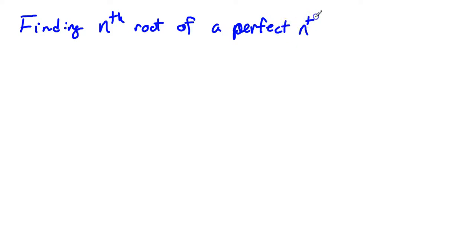I'm not sure. Let's see what we've got here. This one is still an nth root of a perfect nth root monomial, which means it's got numbers and it's got letters at the same time.